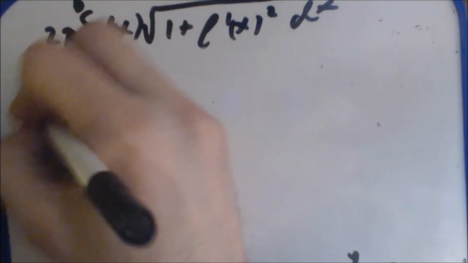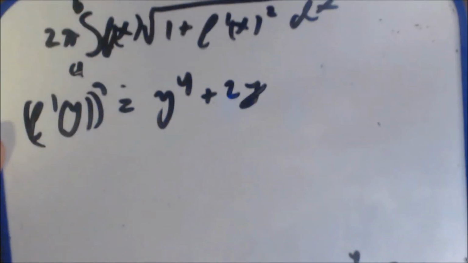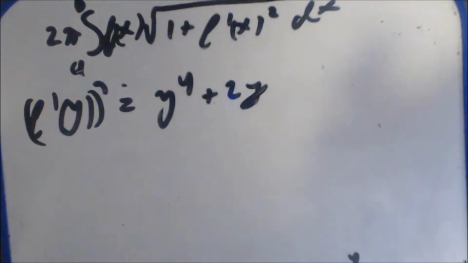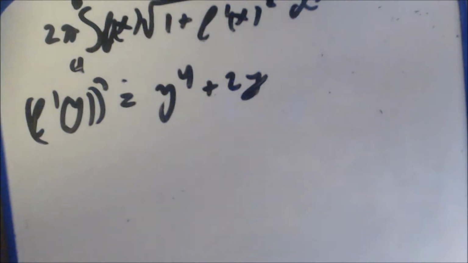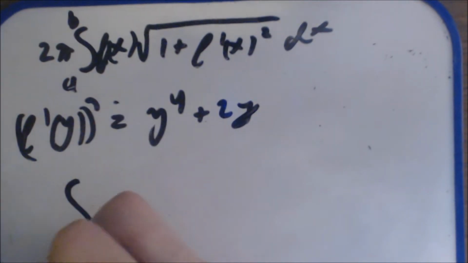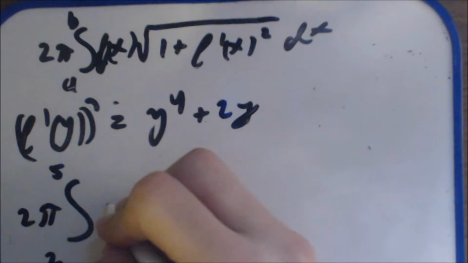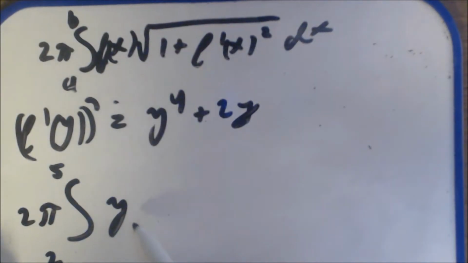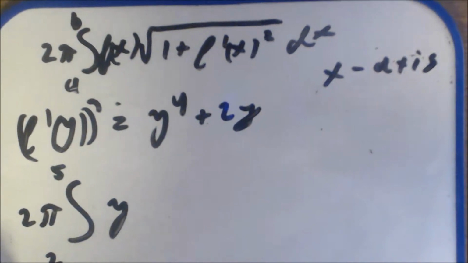So we know that f prime of y squared is going to be equal to y to the 4th plus 2y squared. And then solving this, all that matters is the f prime of y squared. So you can technically erase the other stuff, because it doesn't really matter. So we're taking the integral from 2 to 5 of 2 pi times y. Now see, that's the trick here. This one's around the x-axis, but we're still taking the y for this one.